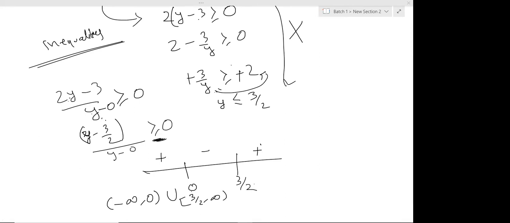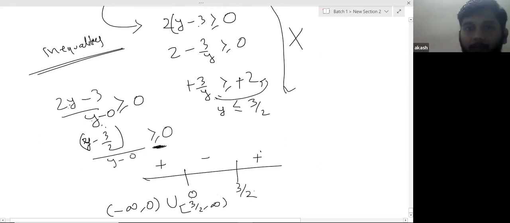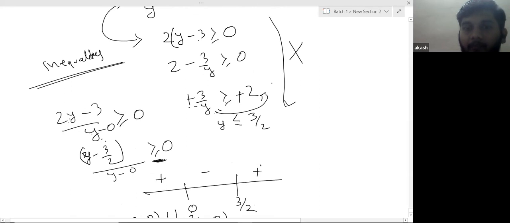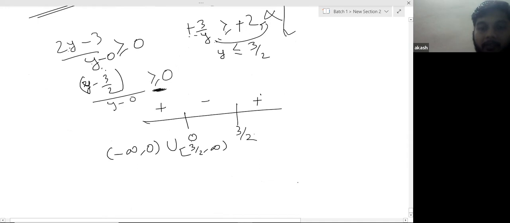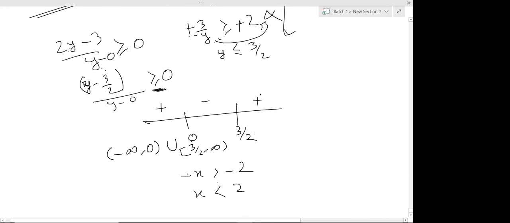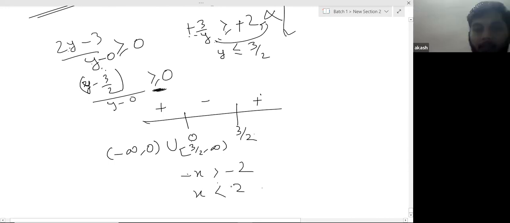All right. And another thing, Irfan, when you cancelled out this negative negative, this is also wrong. If you have two negatives like this, minus x greater than minus 2, if you cancel out the negative, the sign also changes. Yeah, the sign also changes whenever you cancel out a negative. Remember that.